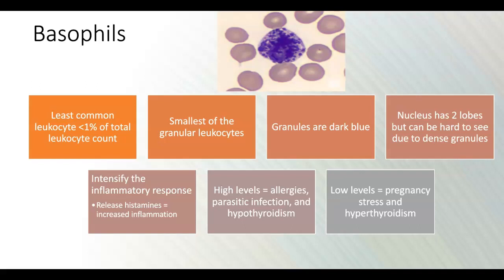Their job is to intensify the inflammatory response, so they release histamines, which is going to cause an increase in inflammation. If you have a high level of basophils, typically it means, again, you're having a high allergy count. It can mean that you have a parasitic infection, and it's a really good indicator for hypothyroidism, so your thyroid not working as well as it should, underproducing. And if you have low levels, that's going to be associated with pregnancy, stress, and an overactive thyroid, hyperthyroidism.